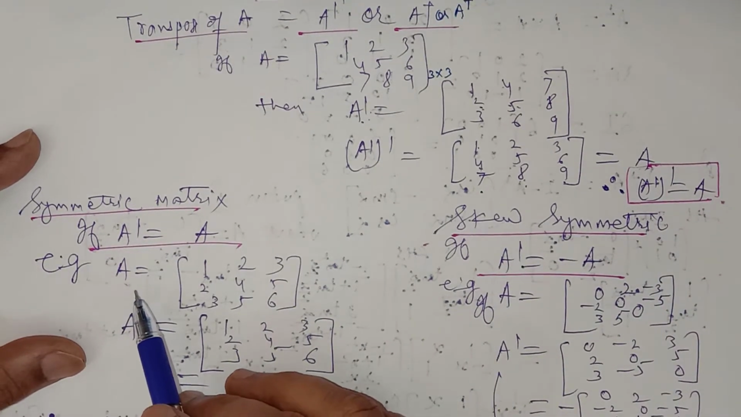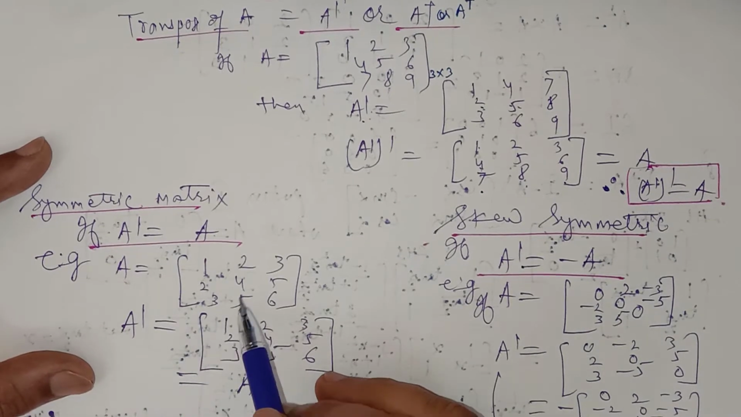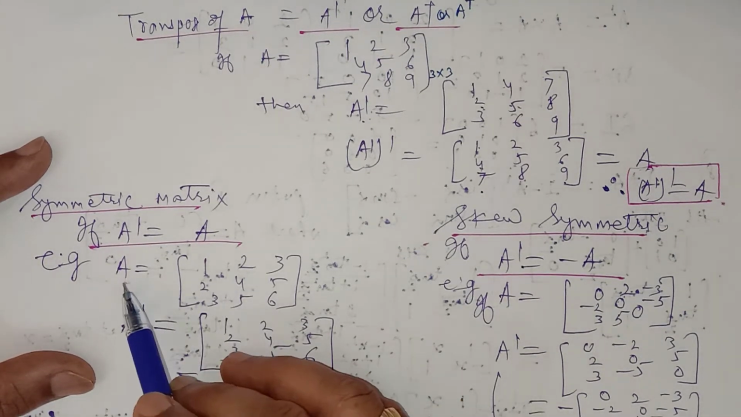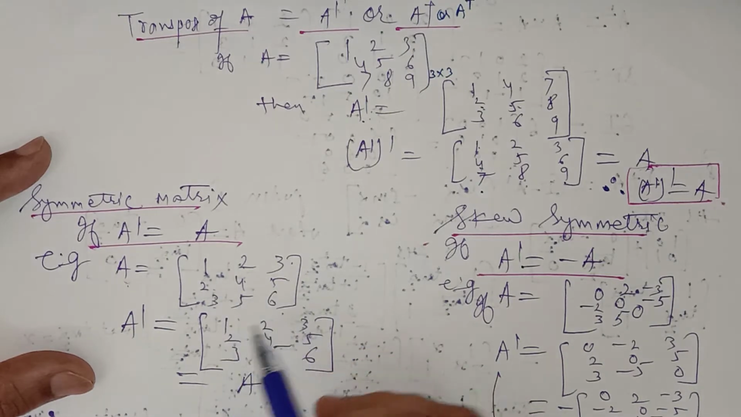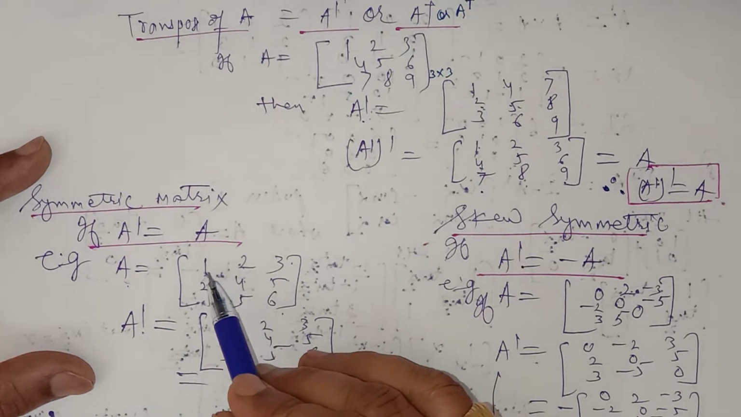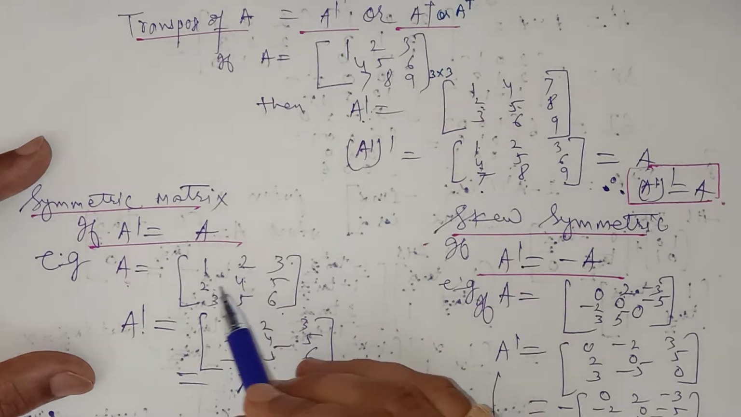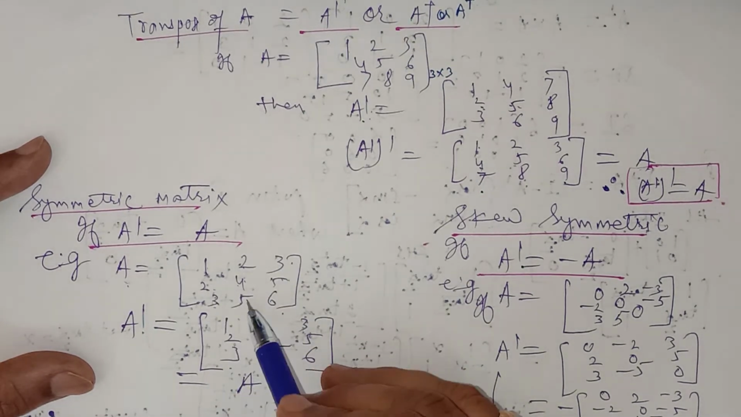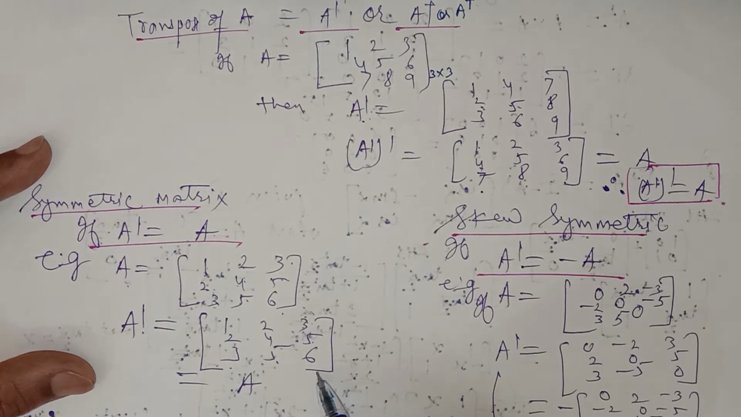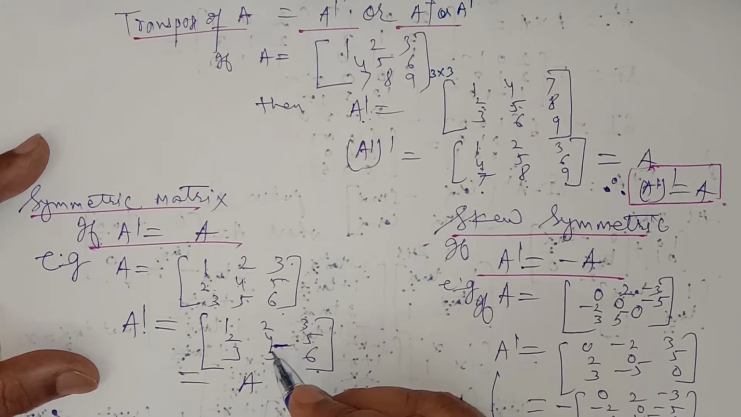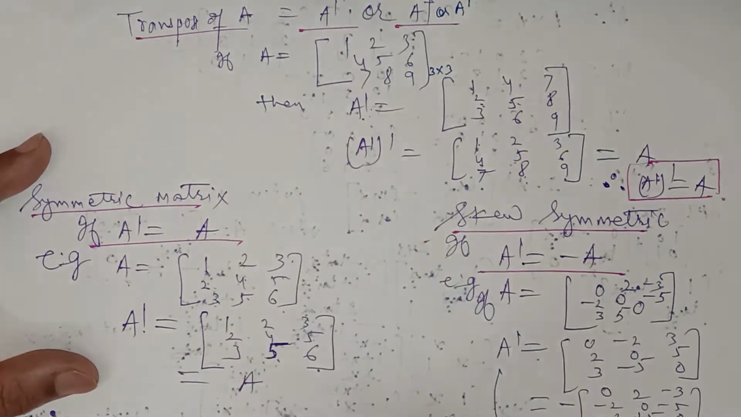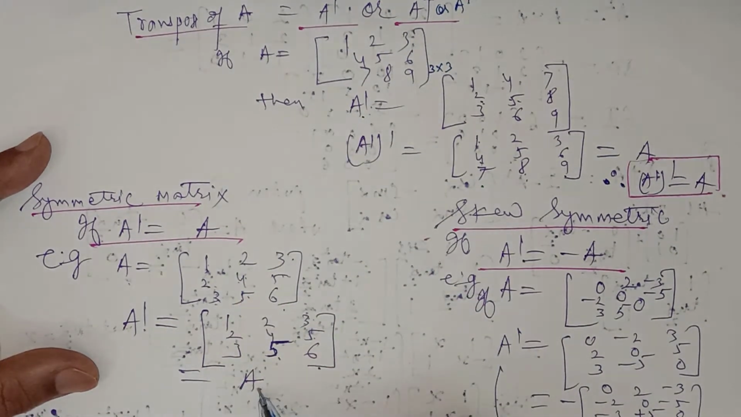Now for an example of a symmetric matrix, see the order of the elements in this very carefully. I have taken the matrix A as 1, 2, 3, 2, 4, 5, 3, 5, 6, and I have transposed it. So it will become 1, 2, 3 as the first column, 2, 4, 5 as the second column, 3, 5, 6 as the third column, and it's coming out to be the same as the matrix A. This is the symmetric matrix, A transpose.